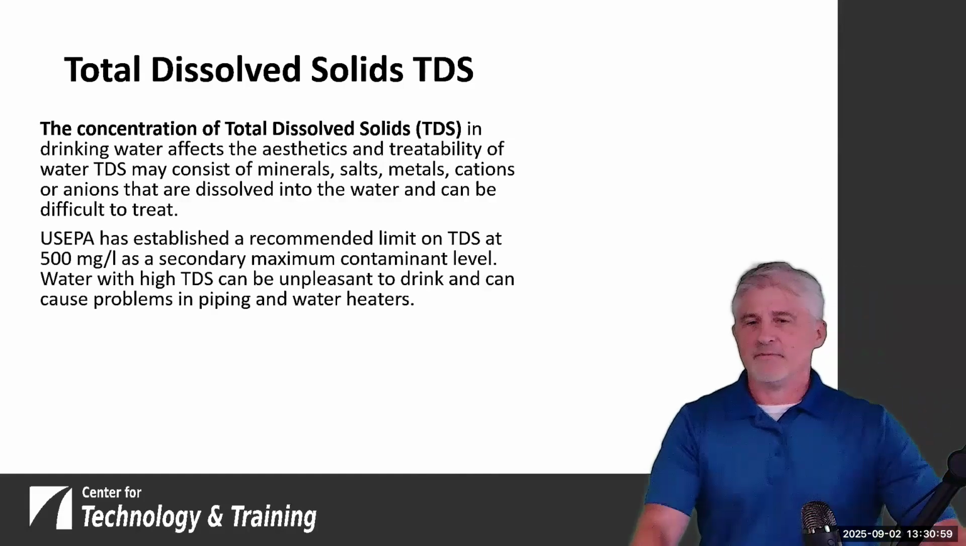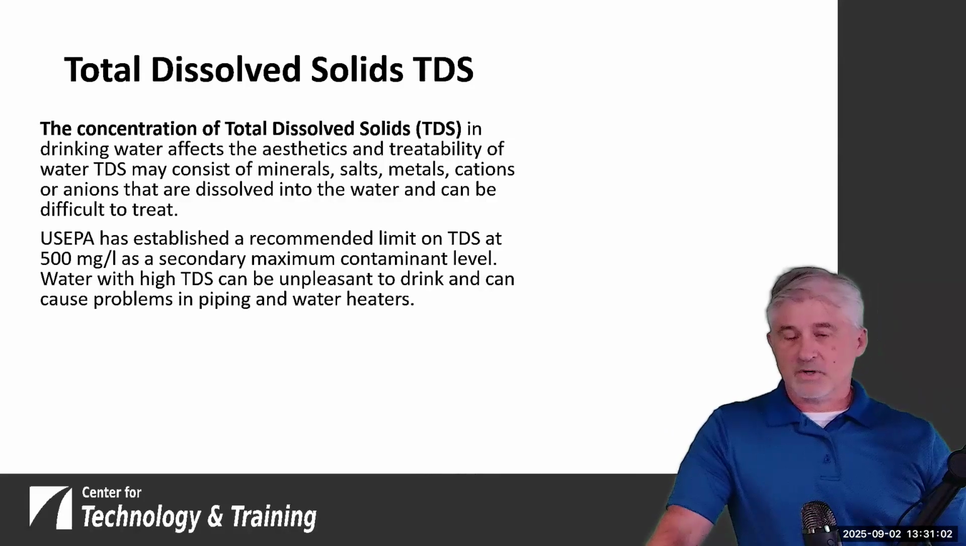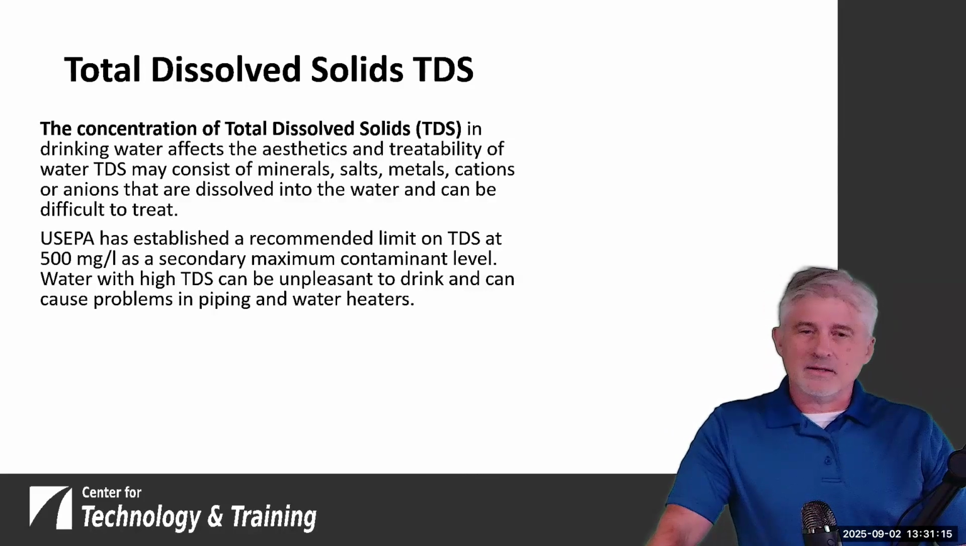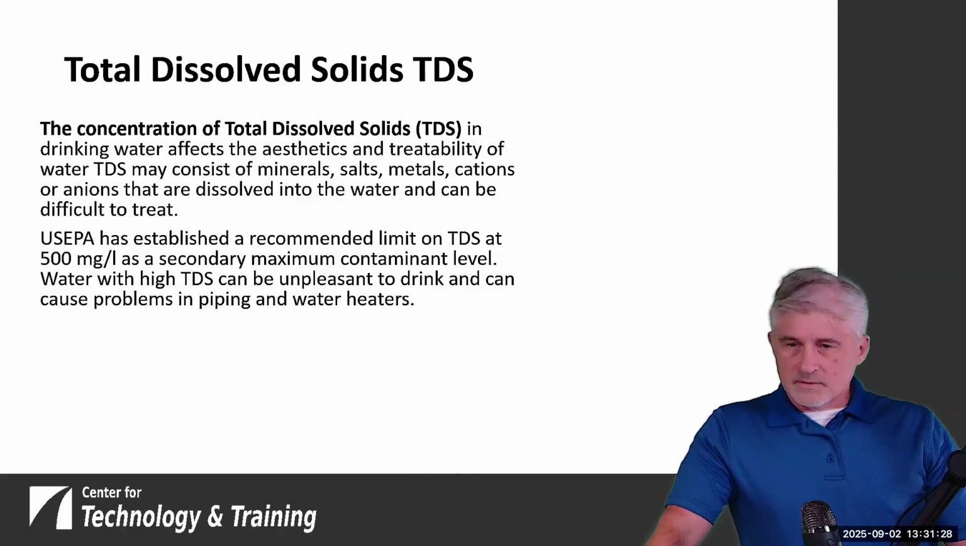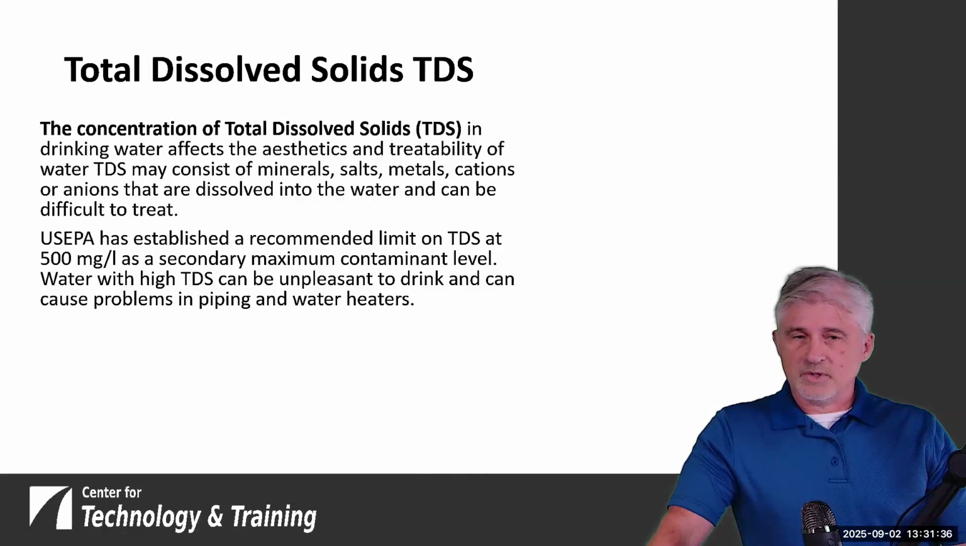EPA established these for a few different contaminants, and they consider them secondary maximum contaminant levels. So they're not enforceable, but they're guidelines for contaminants that might cause aesthetic problems like taste, odor, and color concerns. As I had mentioned, iron, manganese, and fluoride are some of those that have secondary MCLs. For total dissolved solids, the secondary MCL is 500 milligrams per liter, 500 parts per million.